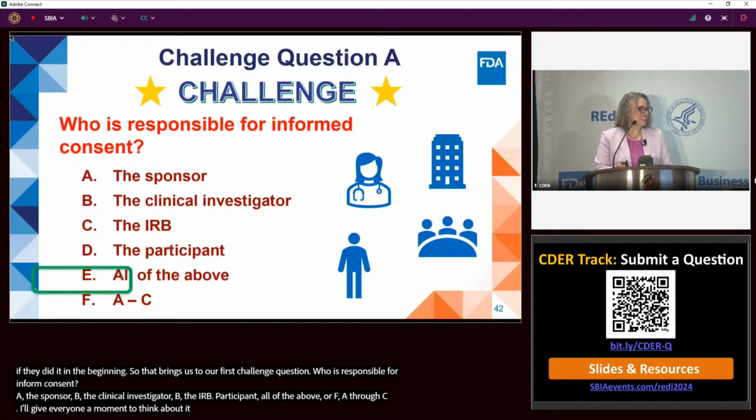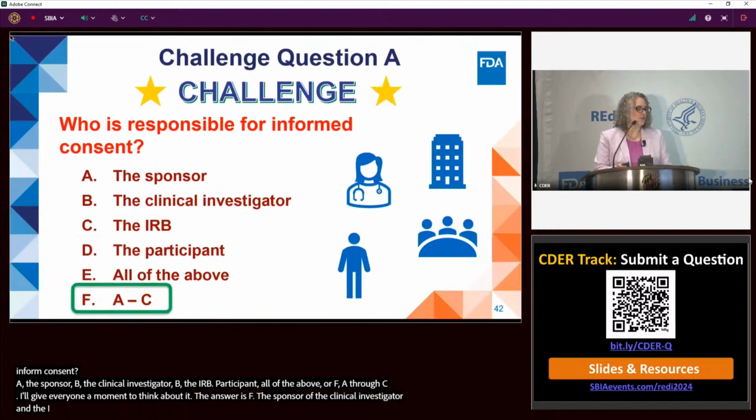The answer is F. The sponsor, the clinical investigator, and the IRB are all responsible for informed consent.